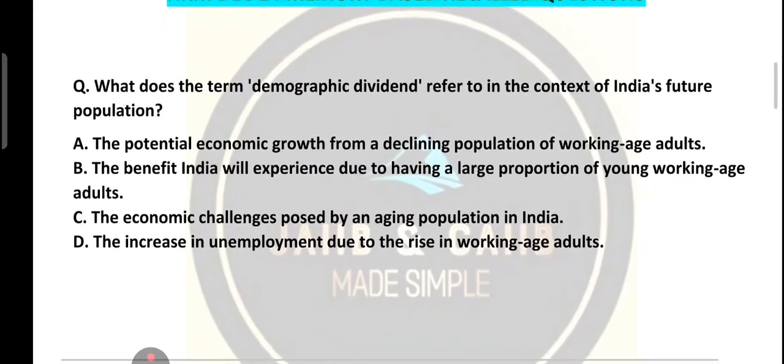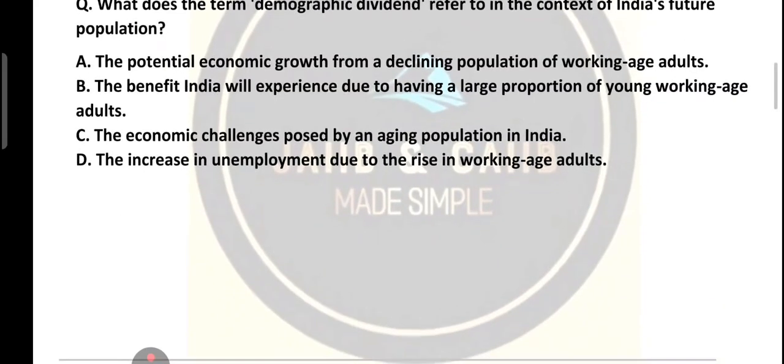That is the point. Option C, the economic challenge posed by the aging population in India. This describes the opposite of demographic dividend. An aging population creates challenges like more pension payments, fewer workers. So India's strength is that we have a younger population. And option D, the increase in unemployment. So this is a possible risk, but not the meaning of demographic dividend. Yes, if jobs are not created fast enough, unemployment may rise, but that is a challenge, not a benefit.